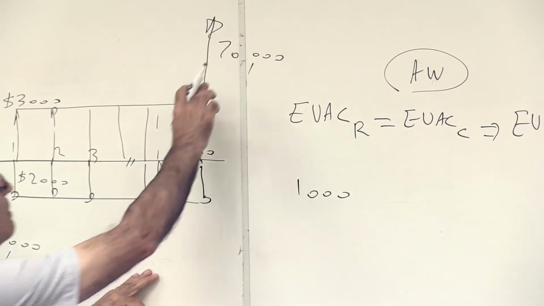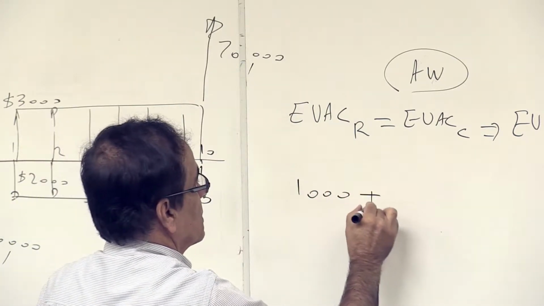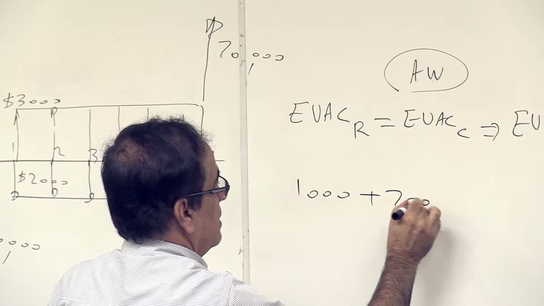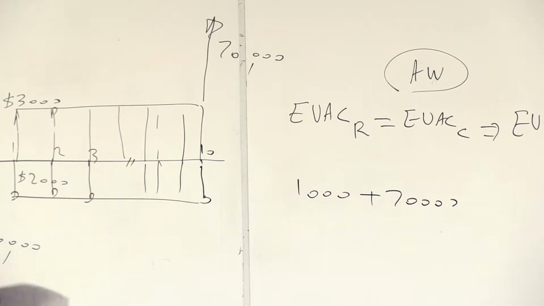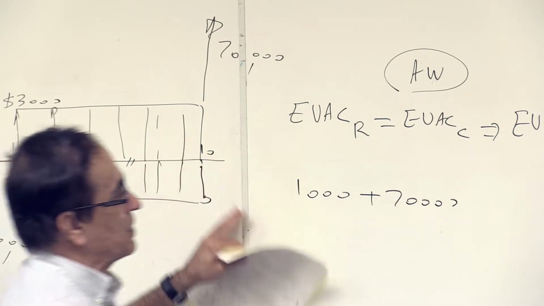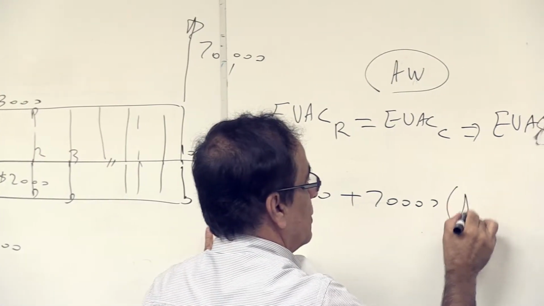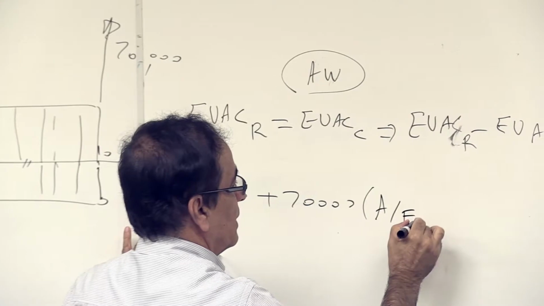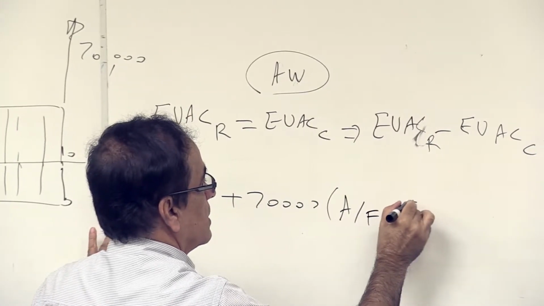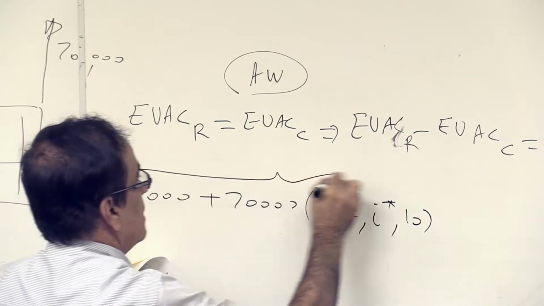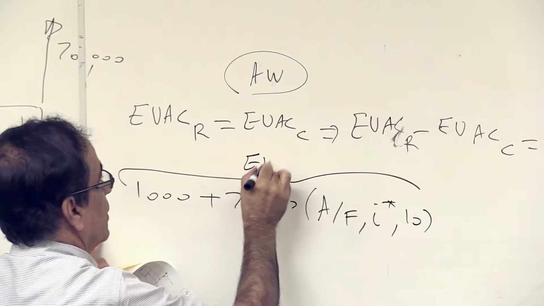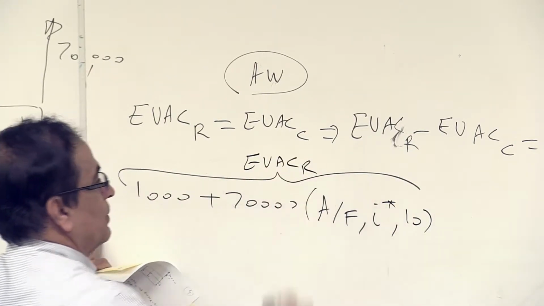The next thing, we have the selling price, which is $70,000. That's not uniform. That's at the end of 10 years, so we're going to make it uniform. The future value is given, and you're trying to find the uniform, so we're going to multiply it by A given F, i star, which is unknown, and 10 periods. That's going to be the equivalent uniform annual cost for revenue.